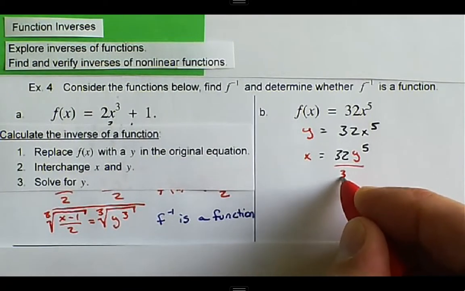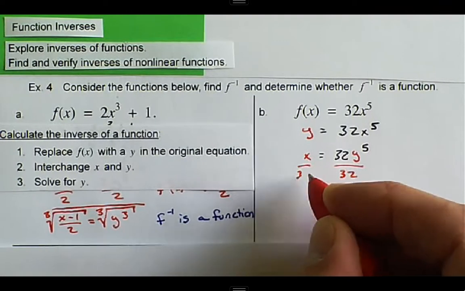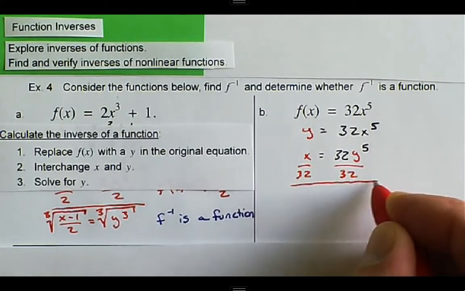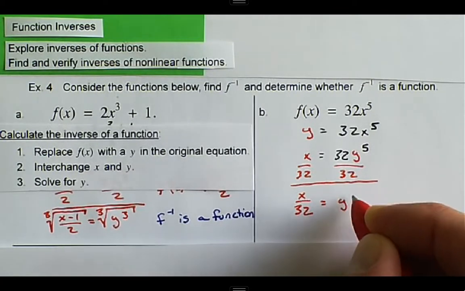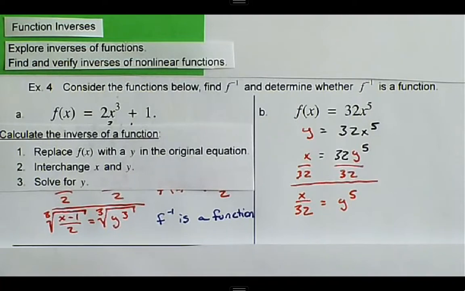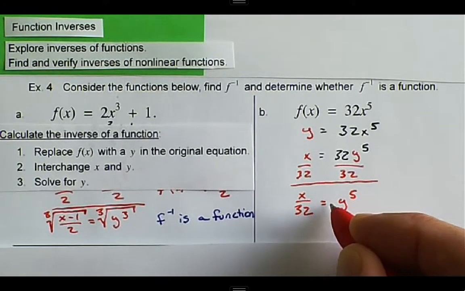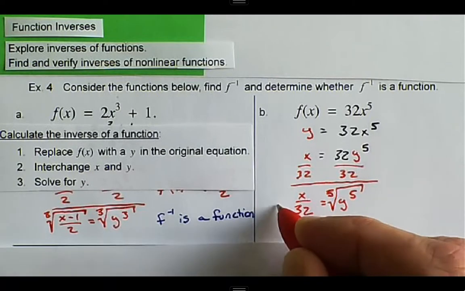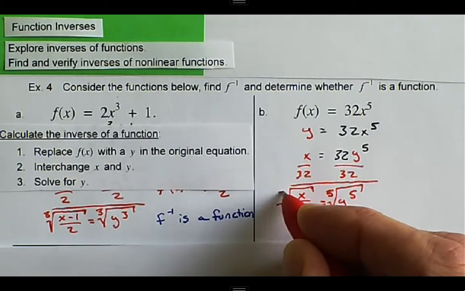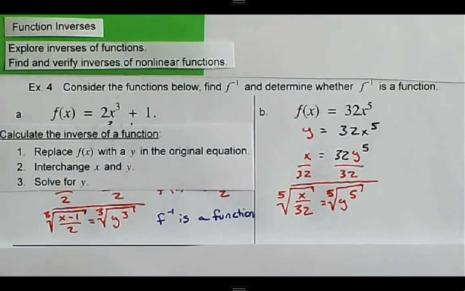So we divide by 32. And then in order to get rid of that radical, or get rid of that power, we have to take the radical to the same. So we take the fifth root of both sides.